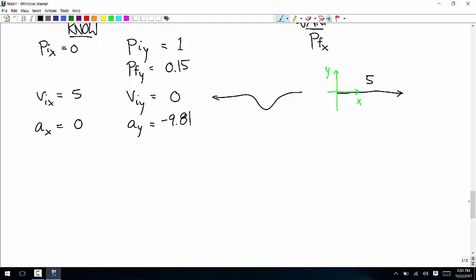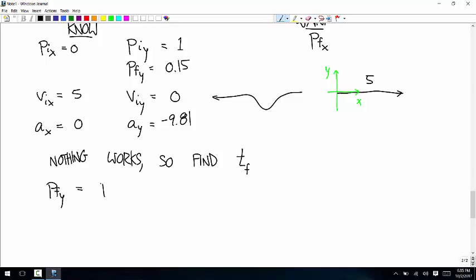Is there an equation that'll work with these? There's not. The problem is we don't know time final. So nothing works. And so you do what you always do in that case in 2D. You try to find time final and then use that. Okay, so to find time final, I think this one will work.